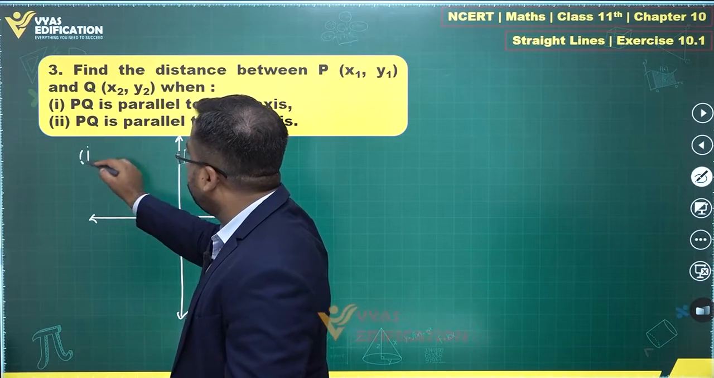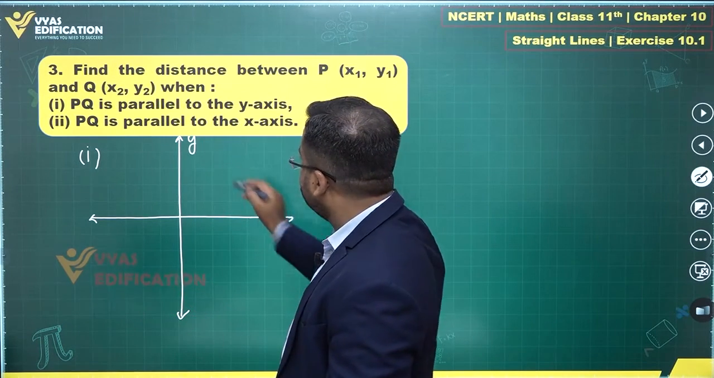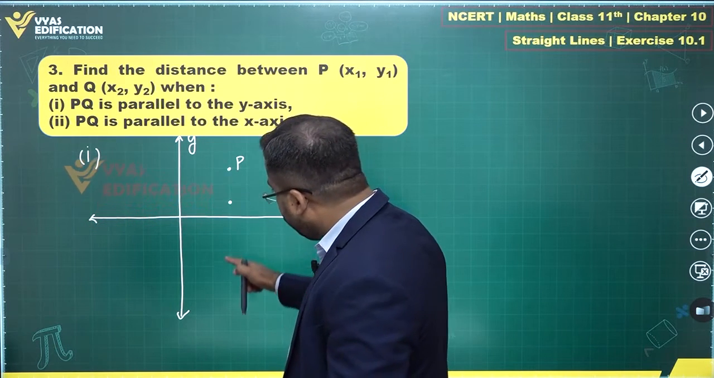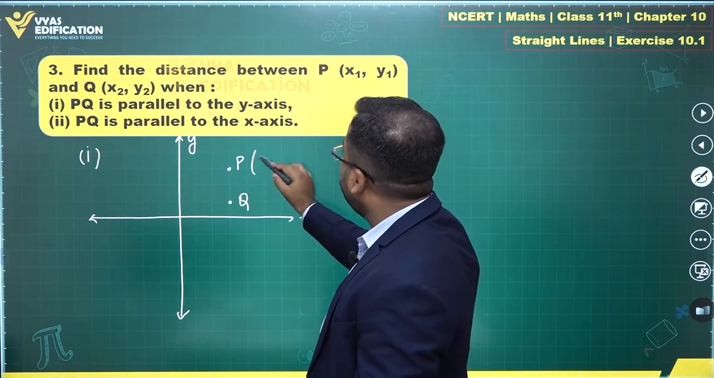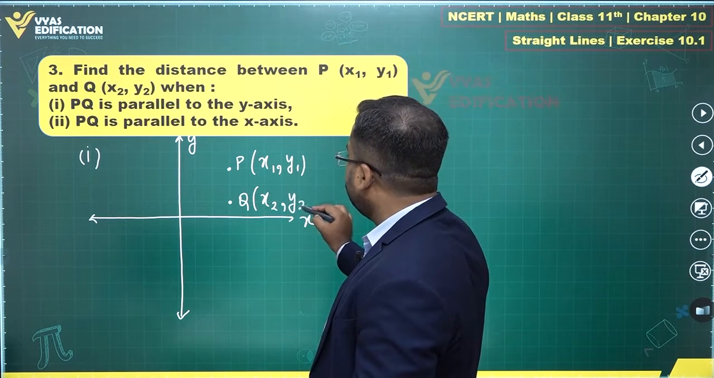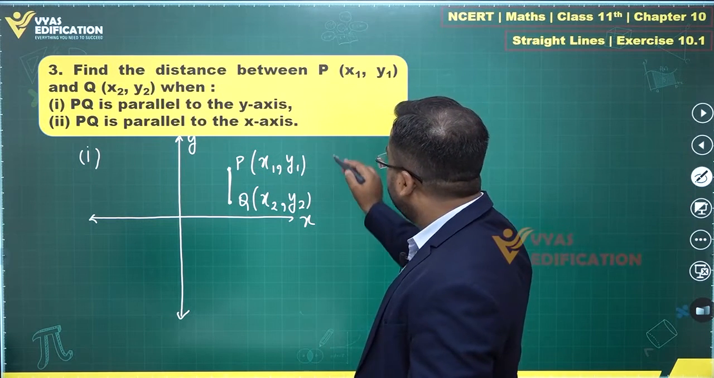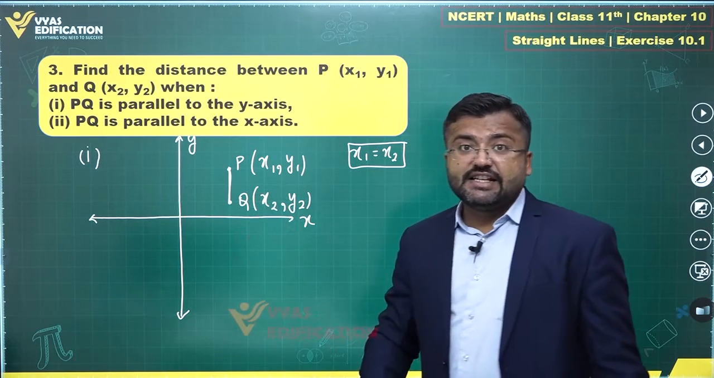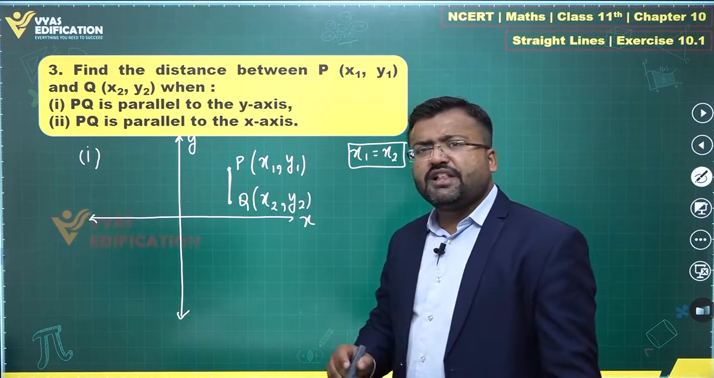For the first part, what do we have? PQ is parallel to the y-axis. Let's say point P is here, point Q will be somewhere here. It can be here as well, but points P and Q will be in this manner. Point P is (x1, y1), point Q is (x2, y2), and if this becomes parallel to the y-axis, you can clearly observe that x1 will be equal to x2. Since PQ is parallel to the y-axis, the x coordinate will remain the same.